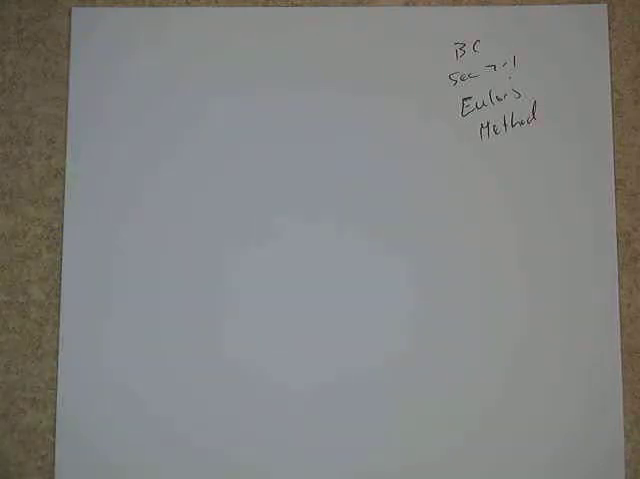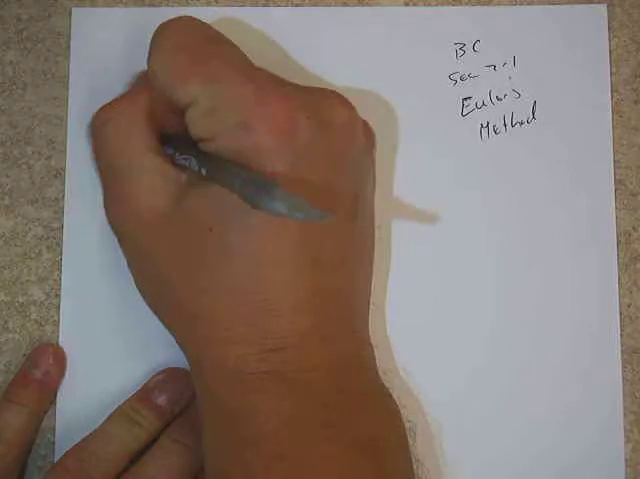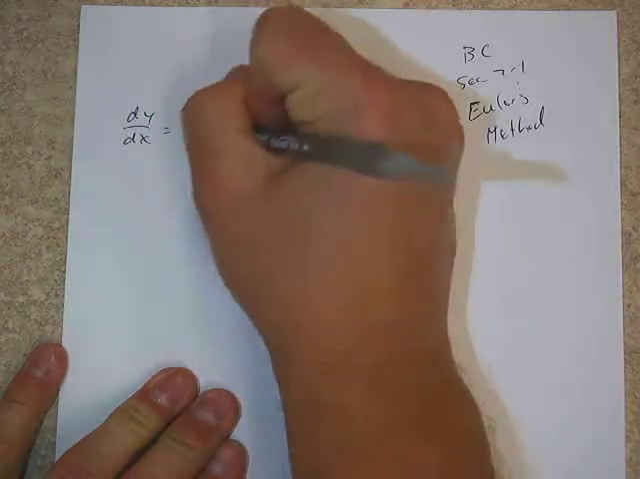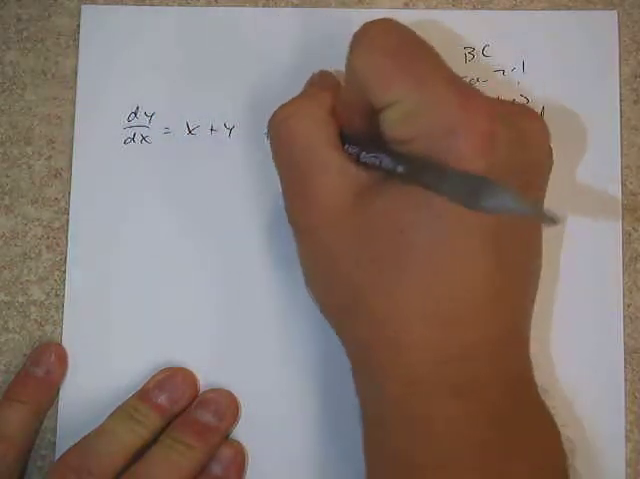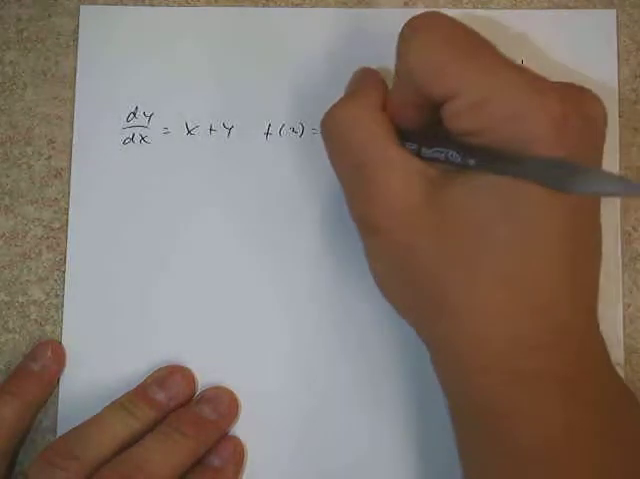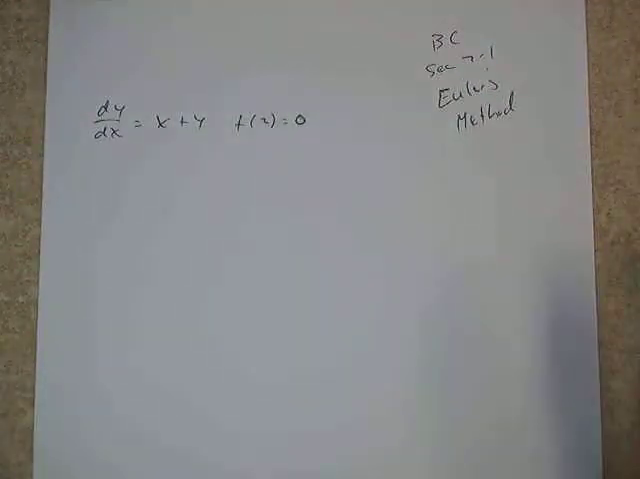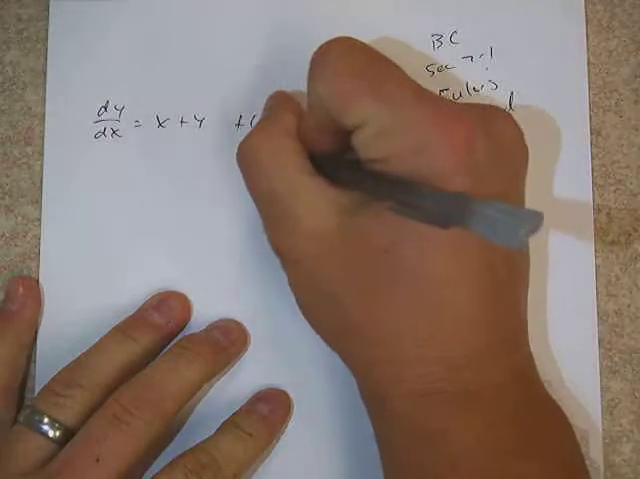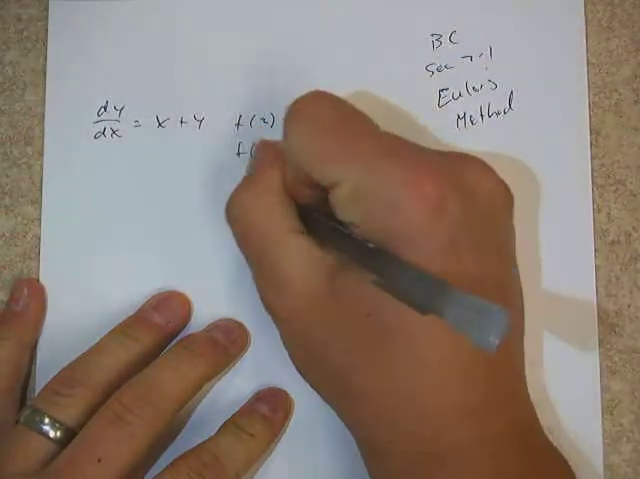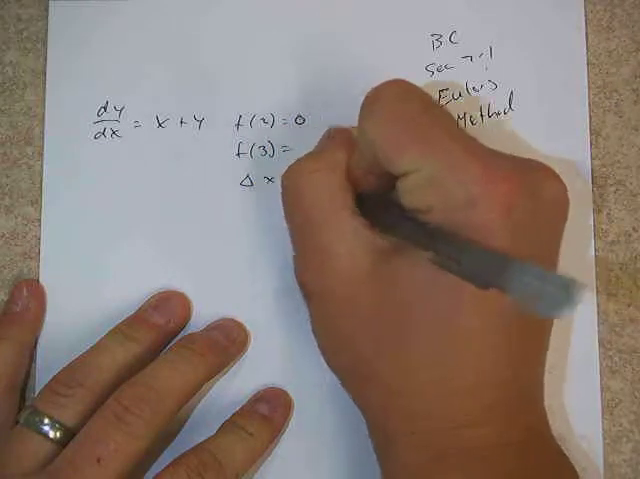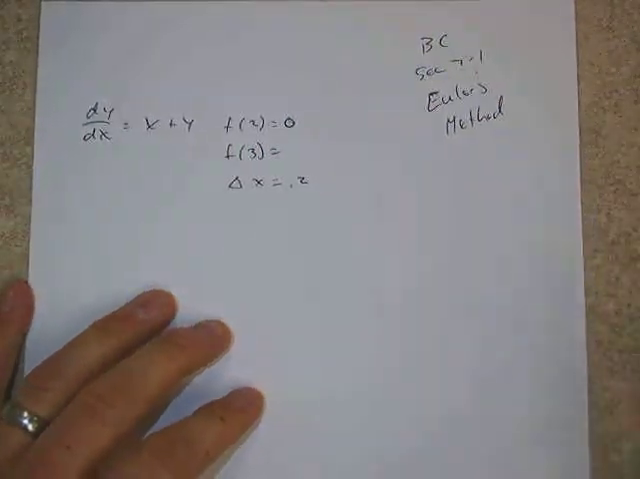Euler's method is going to be used if we have something like, let's say, dy/dx equals x plus y, and we'd have f of 2 equaling 0. So we have an initial condition, f of 2 equaling 0. And what it boils down to is we want to use Euler's method to approximate the value of f of 3 using increments of size 0.2.